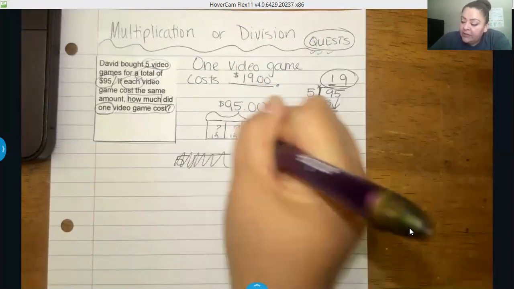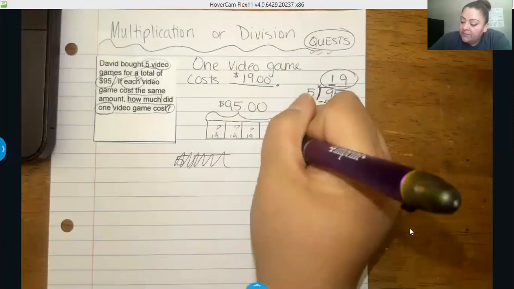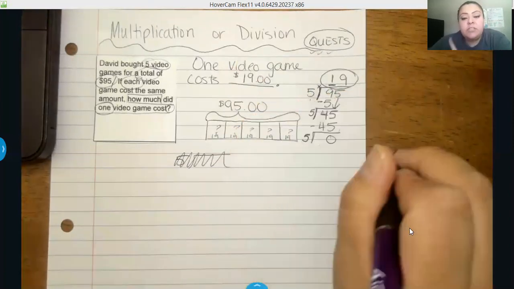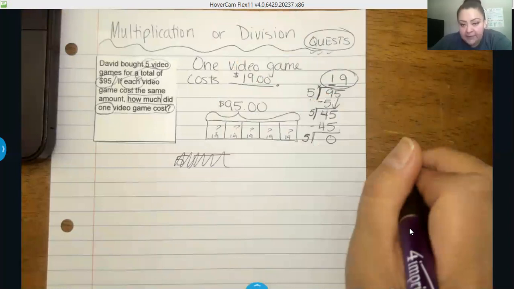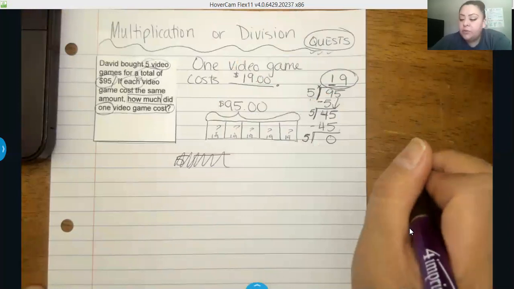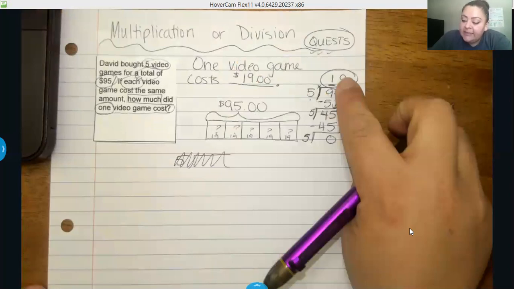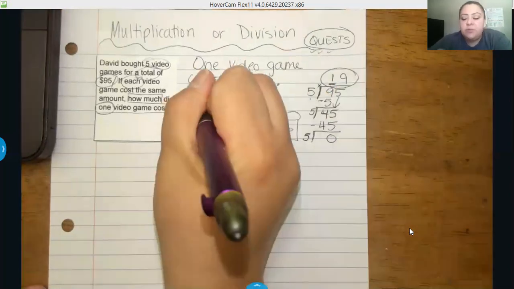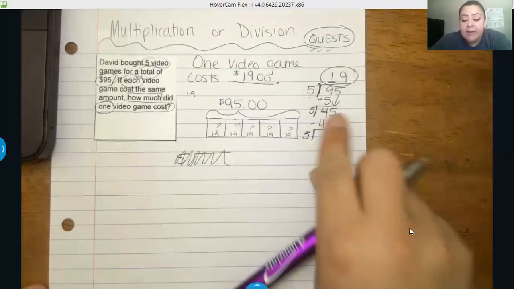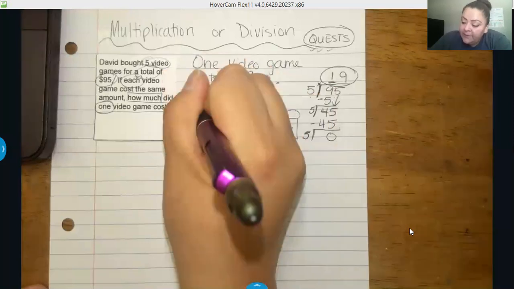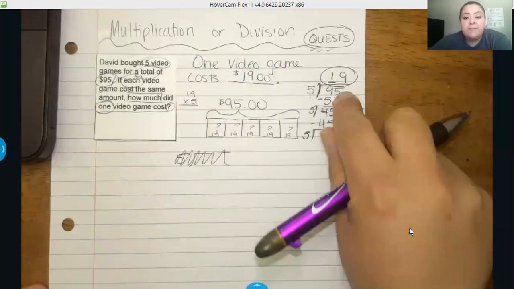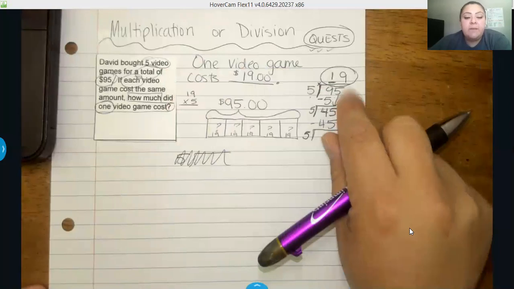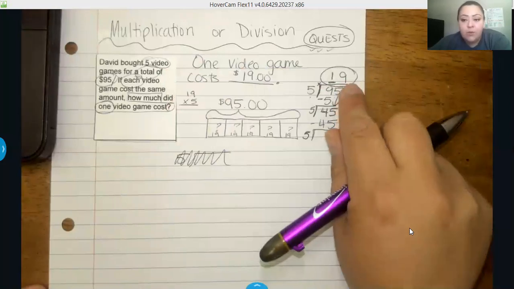$19. That's how much each of these are. Now, remember, you also want to check your work just to be safe. When we check our work from division, we take our quotient, which is 19. I'm going to do it kind of small. And you multiply it times your divisor. So my divisor is 5 because you should be getting 95.